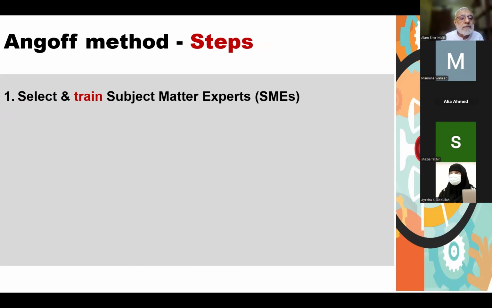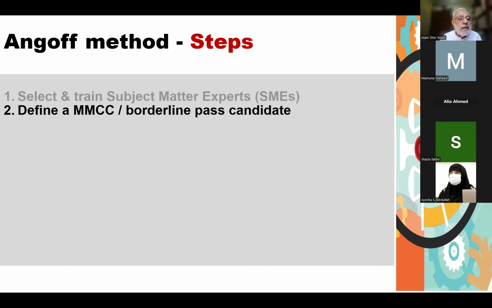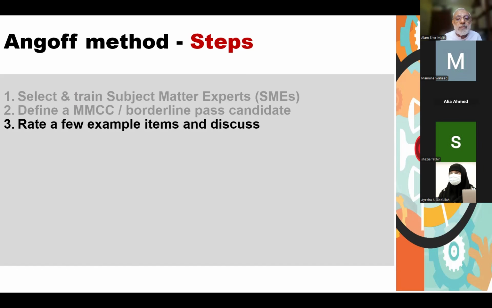So first, we need to select and then train subject matter experts. That's very important, because training would bring their common thinking onto the same page. And I'm not talking about training of days and years. It may take just one or two hours to come to that. Then we define a minimally competent or borderline pass candidate. Then rate a few example items and discuss.